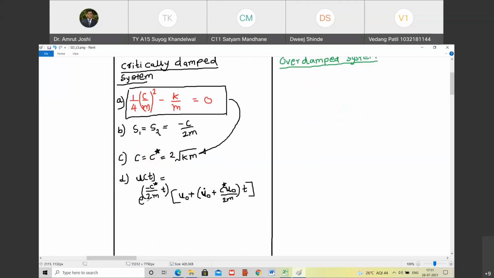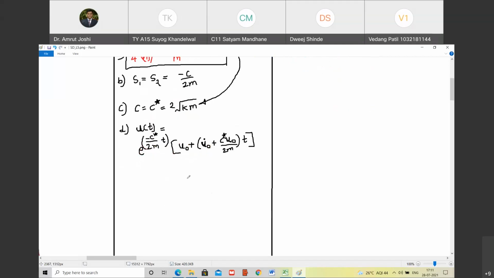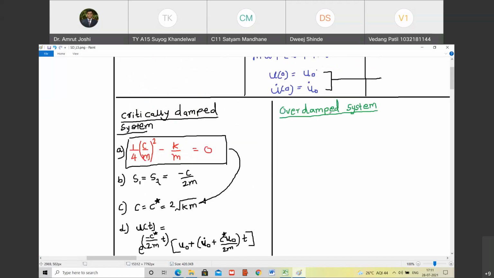So what is the solution? e raised to minus c star upon 2m times t, into bracket u0 plus u0 dot plus c star into u0 upon 2m bracket complete, times t bracket complete. This is the solution. And we have also plotted this solution and compared it with the undamped system. Okay. Now what are we going to do? Now we are going to look at the overdamped system.